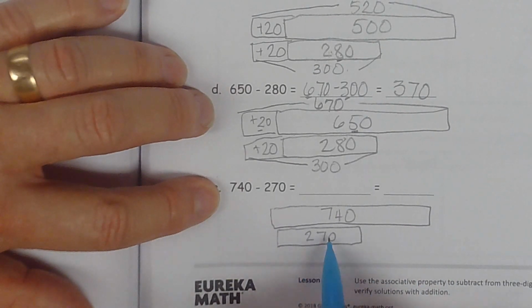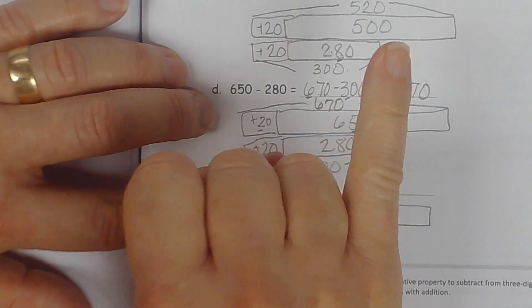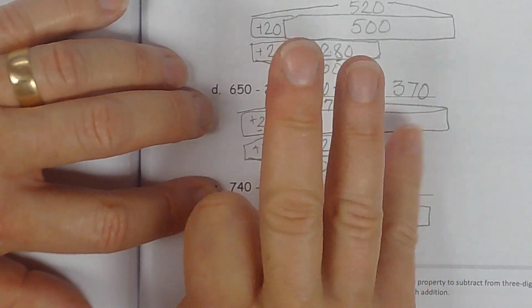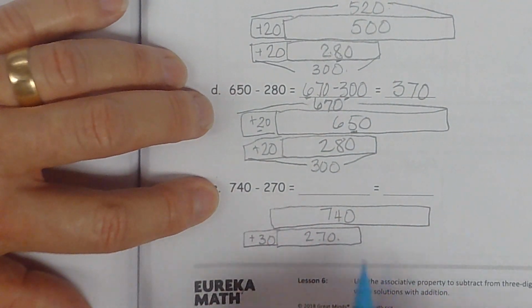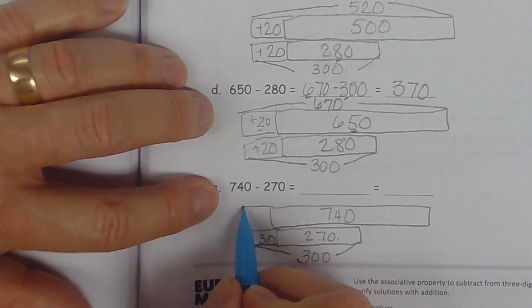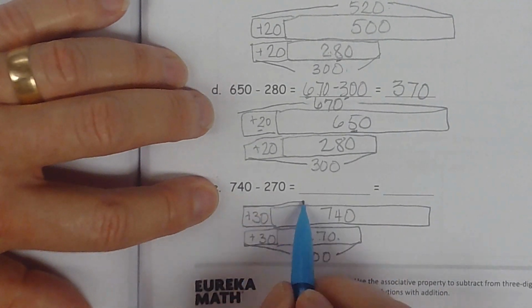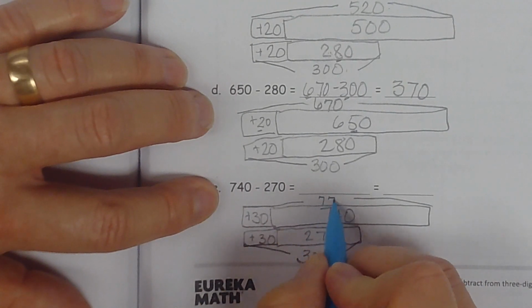Different number now. I'm at 270. I want to get to the next 100. So 270, 280, 290, 300. How many 10s did I need to add? I added 3 10s, which is 30, and that gets me to 300. If I do it here, I have to do it here, adding 30. So I have 4 10s and I'm adding 3 more. That's going to be 770.